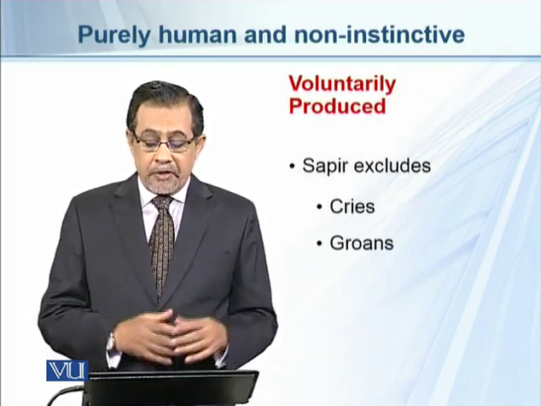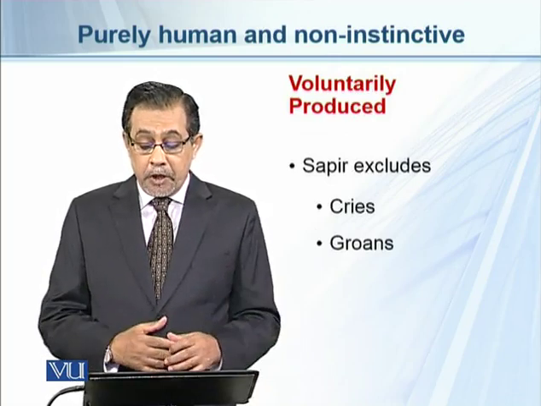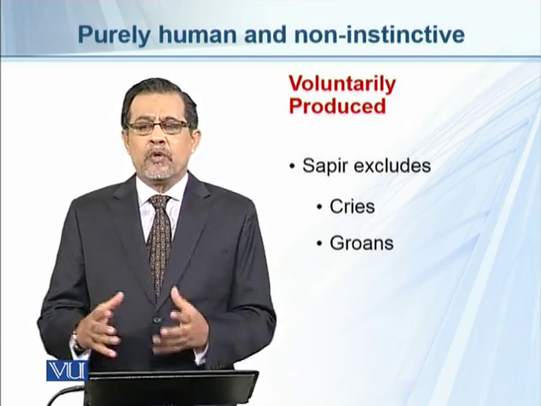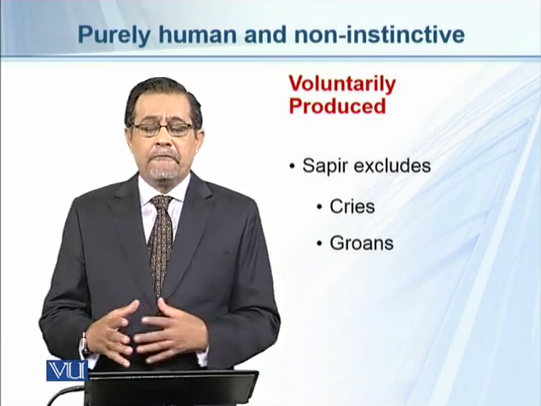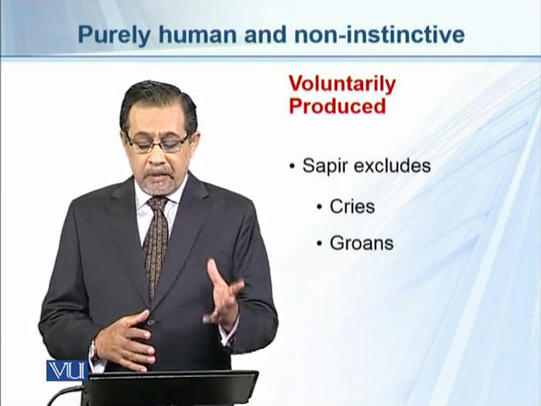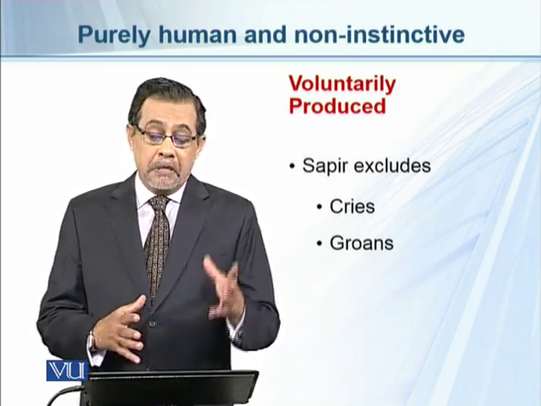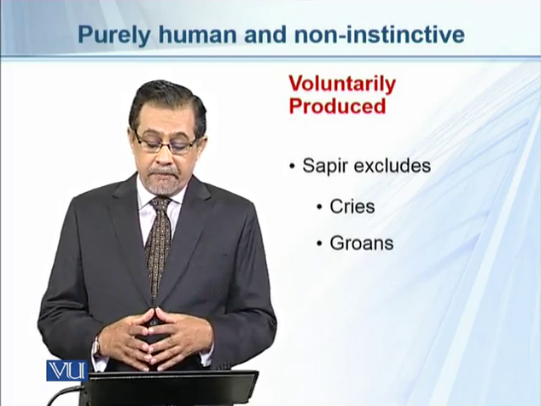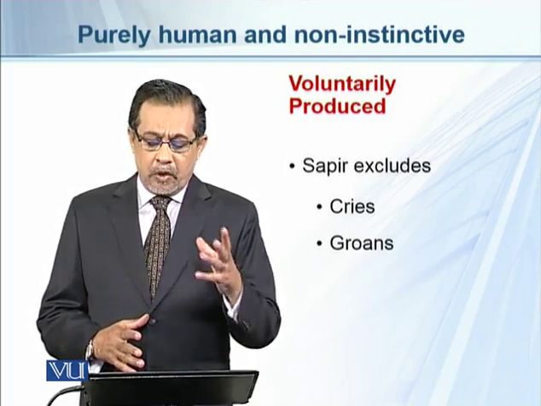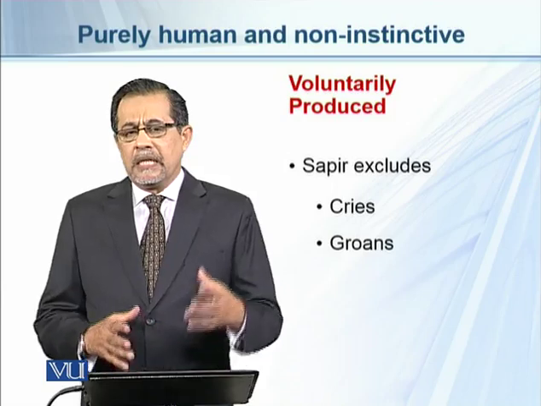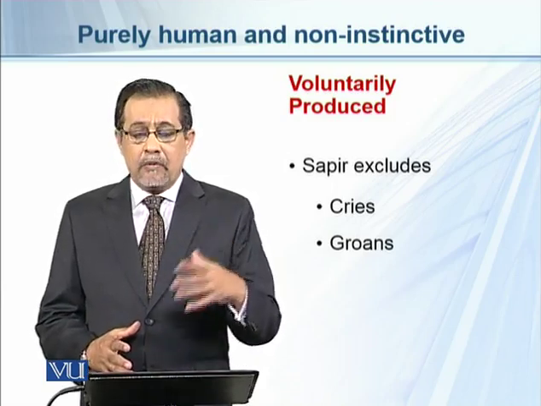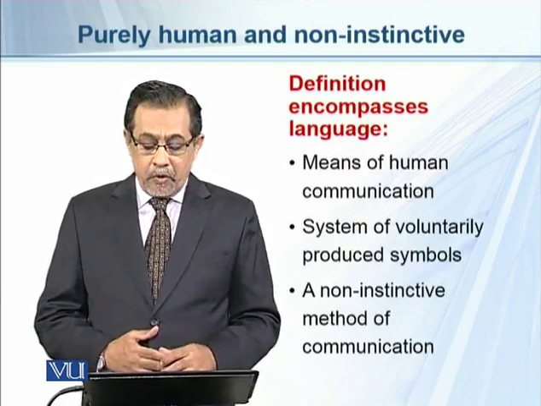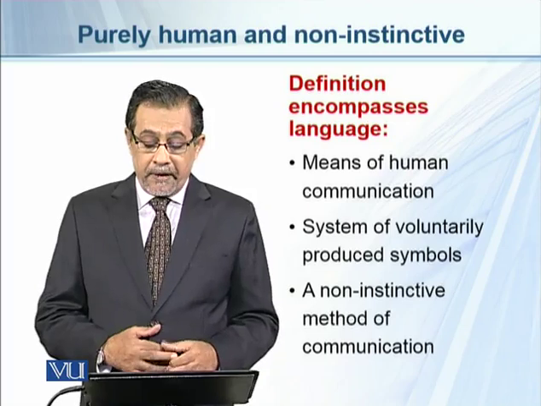So, voluntarily produced. Sapir excludes cries and groans from this definition of language, that human language is purely non-instinctive. He does not include groans and cries because they are not voluntarily produced.